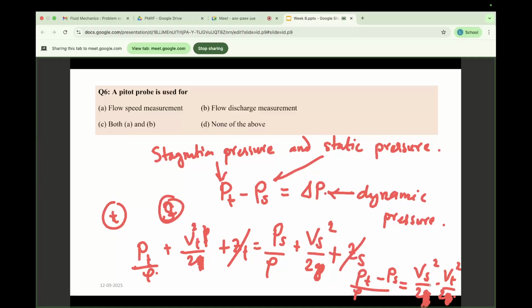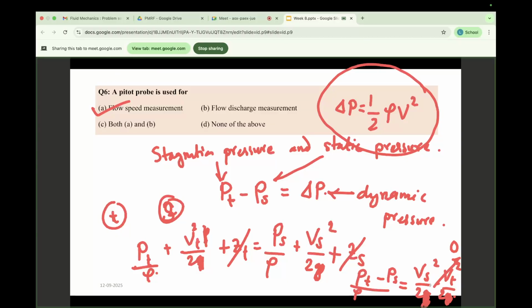So you know that this value is 0 because it is at rest. So I can get Pt minus Ps, that is del P. Del P I will get, rho goes to the other side, is 1 by 2 rho V square, is it? So from there you can find out this velocity. That is the principle that is used here. So it is used for flow speed measurement. Okay, so that is the concept.